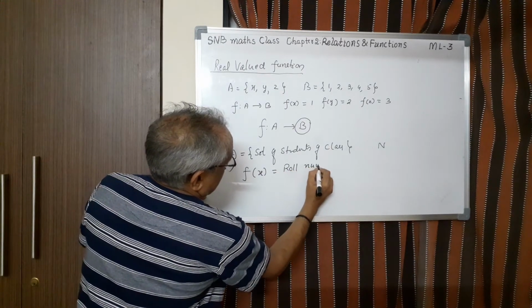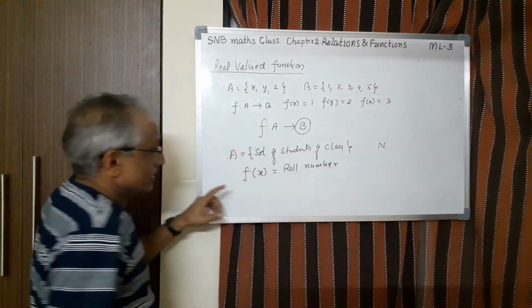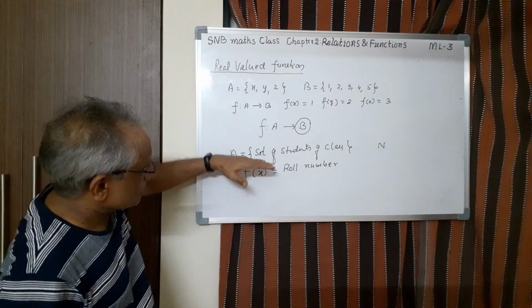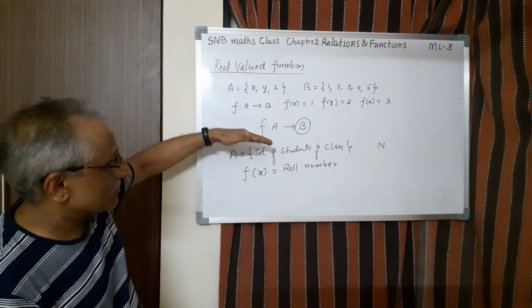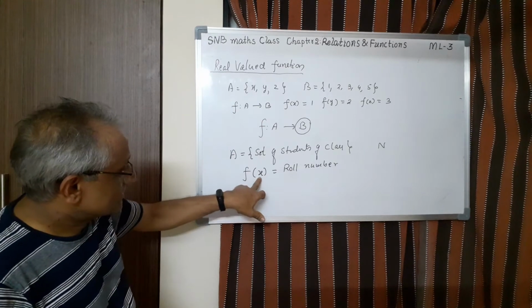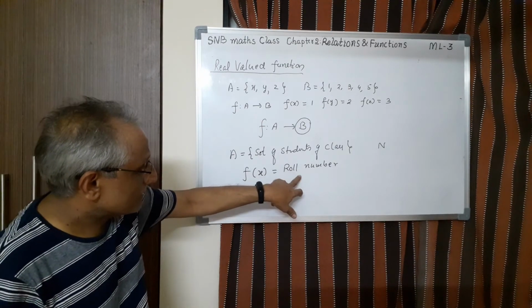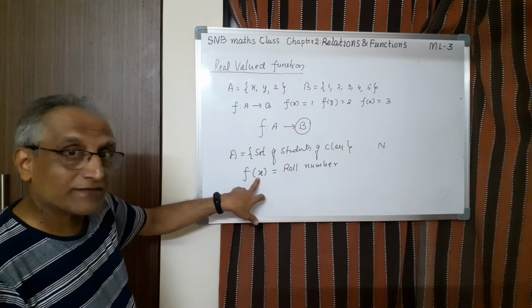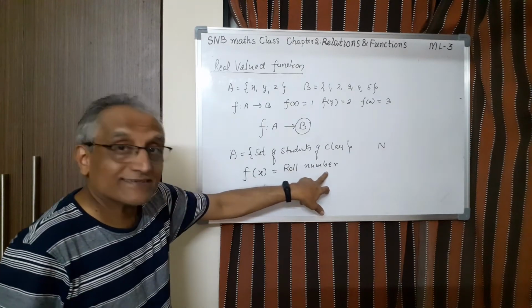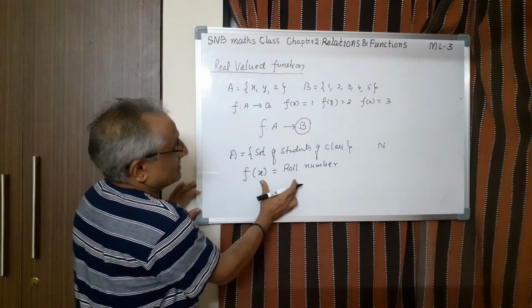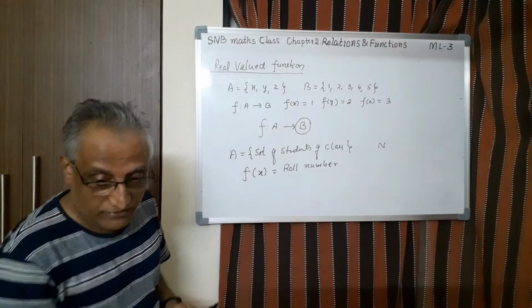roll number. Definitely every student, of course, may be in a list of the students in alphabetical order, name of the student starting with A. So x is the name of the student. He is having a roll number. So remember, x is not real. It is an individual, a person. But roll number is a real number. So once again, this is a real valued function. So that's the meaning of real valued function.